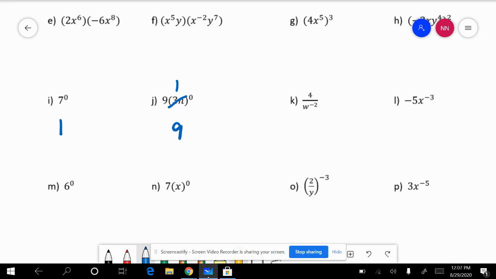Our fourth property, we have a negative exponent. It's in the denominator, so we bring it up, and it becomes 4w to the 2nd. For L, a negative exponent, we bring it down. This is a negative value. It's not a negative exponent, so it stays in the numerator. And then we just bring the x down.